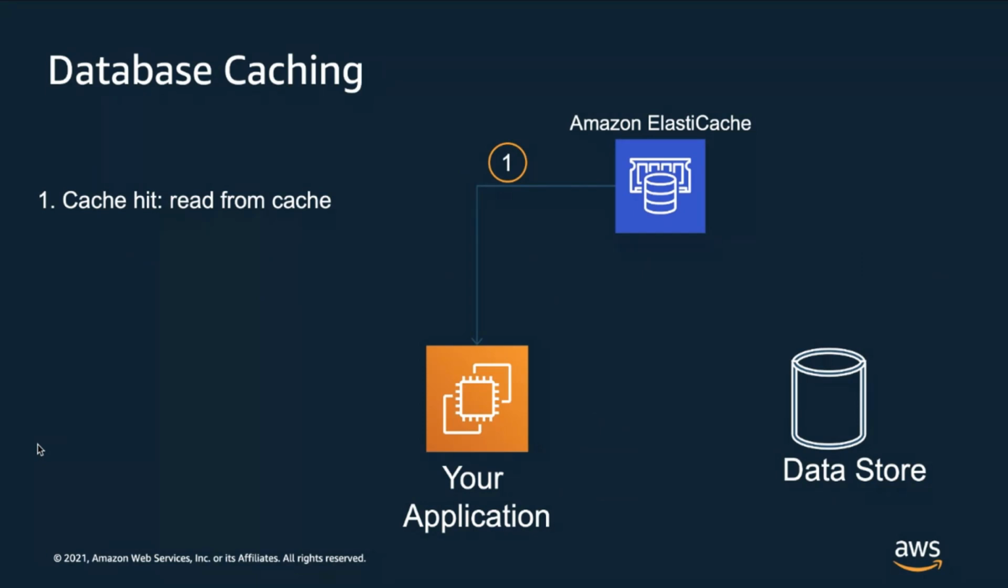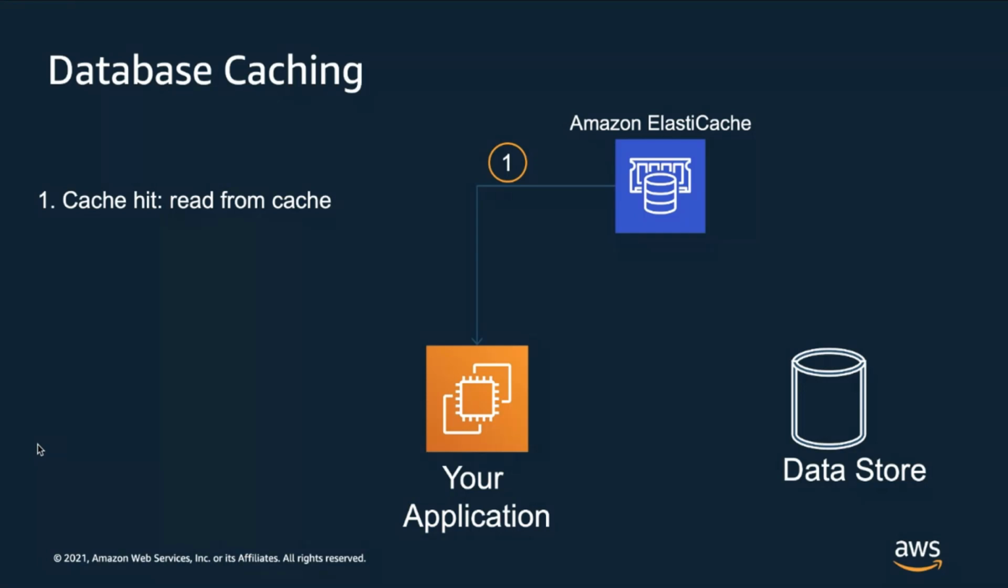Our first example architecture we'll look at is a database caching pattern. Here we are showing one of many approaches, the write-through or lazy loading approach. This is a very simple, well-known pattern that typically involves just a few lines of code to dramatically improve your application performance. Here we are using ElastiCache in conjunction with another backend data store, such as RDS.